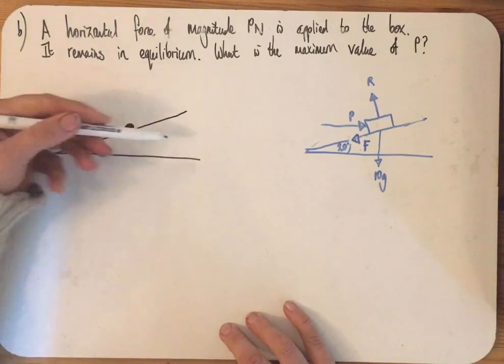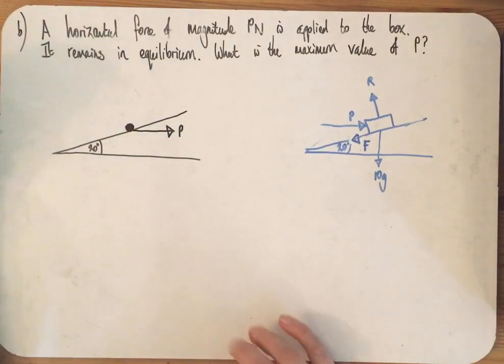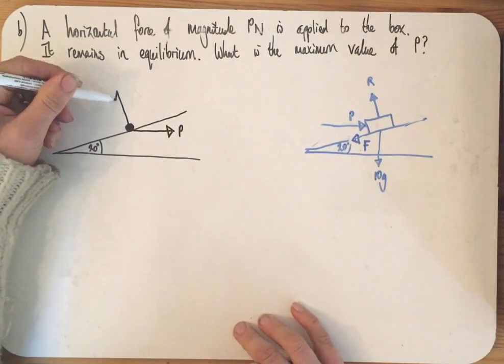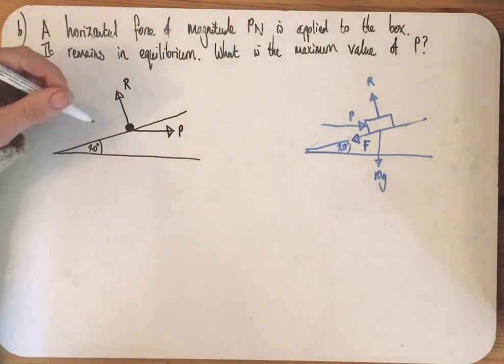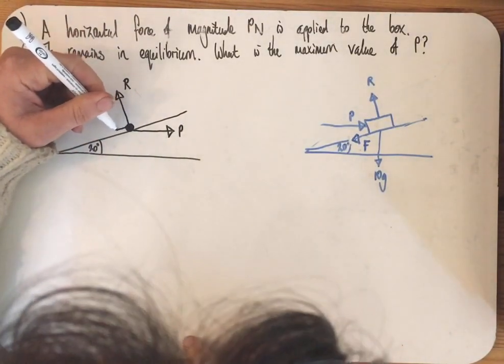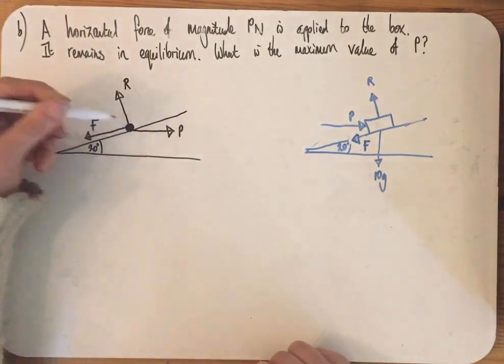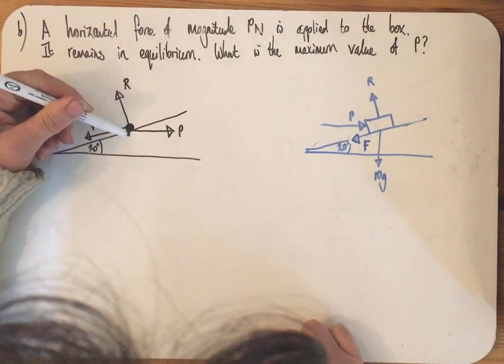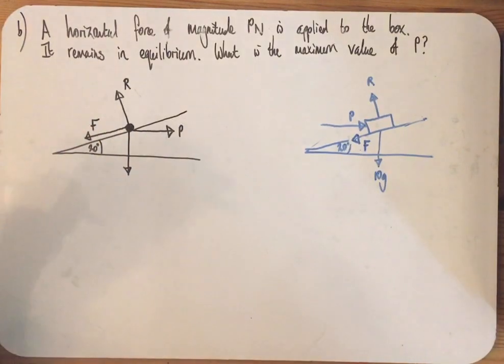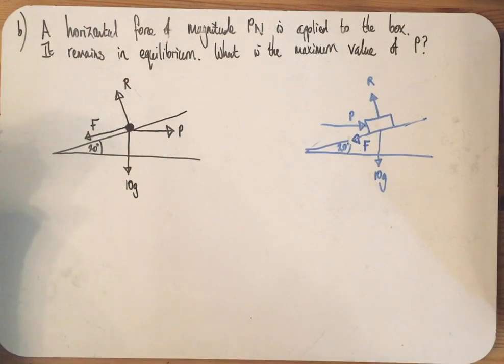So P's acting in a horizontal direction, so P's coming out that way. R is perpendicular to the plane. If you're happy with this, go with it. Friction's opposing motion, so it's coming down that way. So if P is big enough, it will be on the point of sliding up, not down. And then we've got weight acting down that way. So hopefully that's all right.